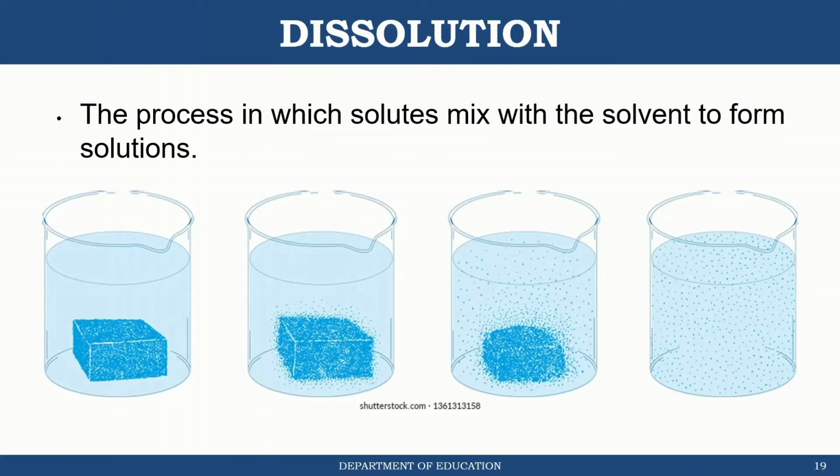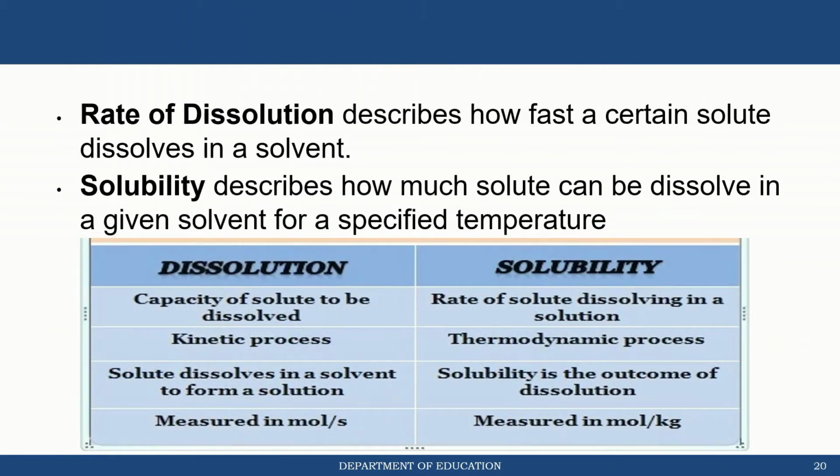Let's talk about the rate of dissolution. Dissolution is the process in which solutes mix with the solvent to form solutions. The rate of dissolution is different from solubility. The rate of dissolution describes how fast a certain solute dissolves in a solvent, whereas solubility describes how much solute can be dissolved at a given solvent for a specified temperature. Certain parameters can either speed up or slow down the dissolution.